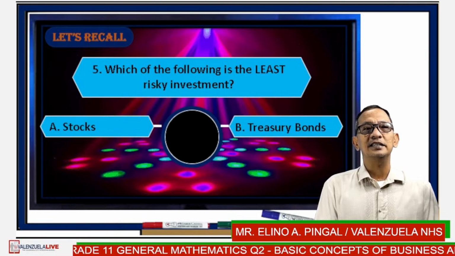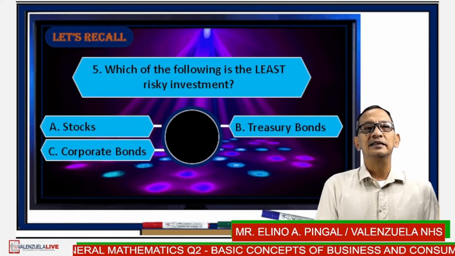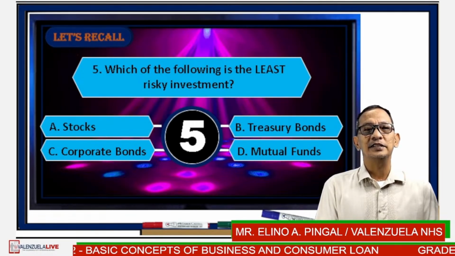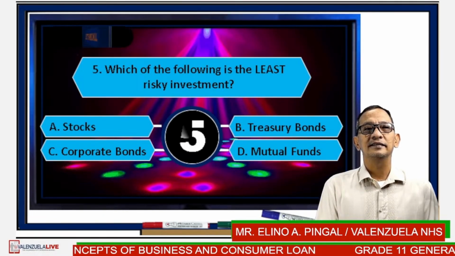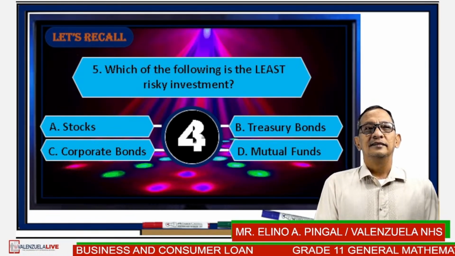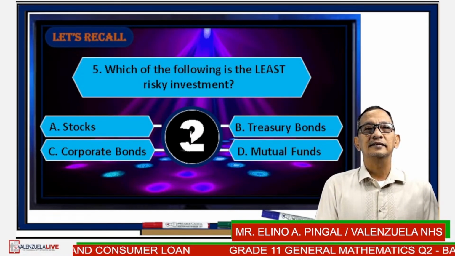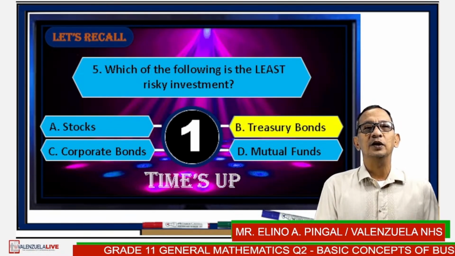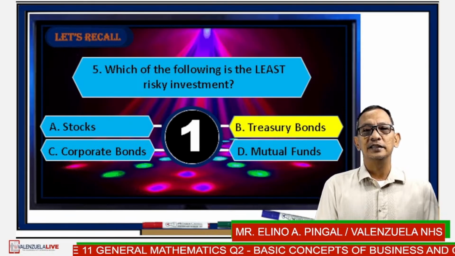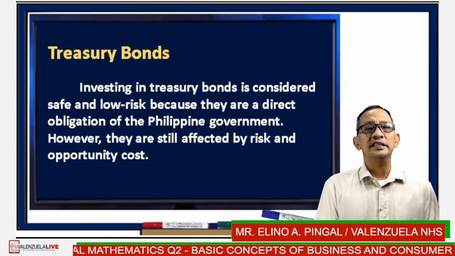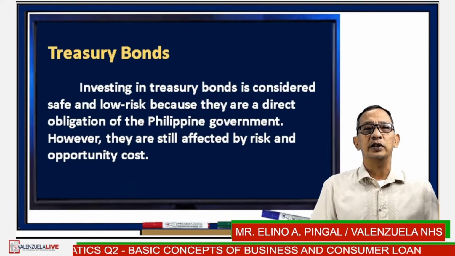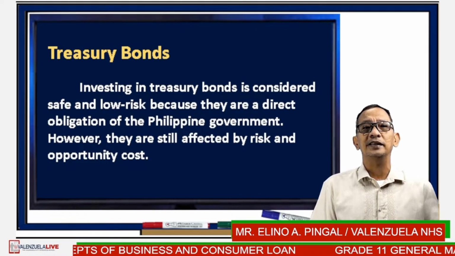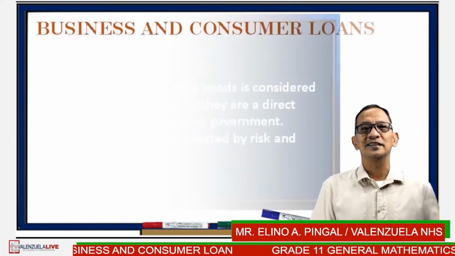And number 5, which of the following is the least risky investment? Letter A, stocks. B, treasury bonds. C, corporate bonds. Or D, mutual funds. 5 seconds. Time's up. The correct answer is treasury bonds. Investing in treasury bonds is considered safe and low risk because they are direct obligation of the Philippine government. However, they are still affected by risk and opportunity cost.